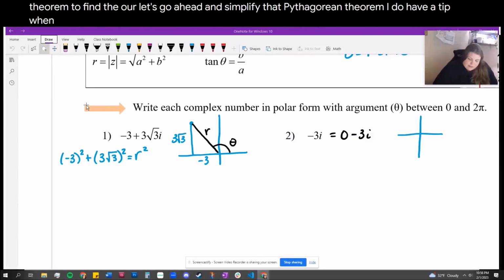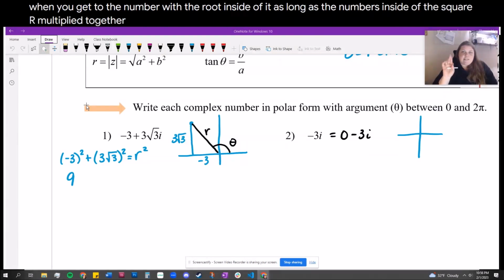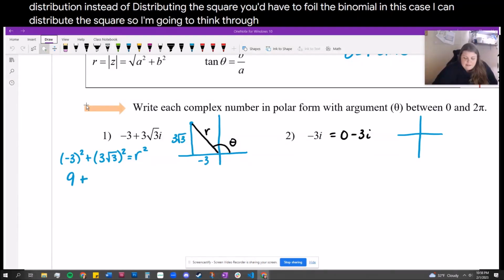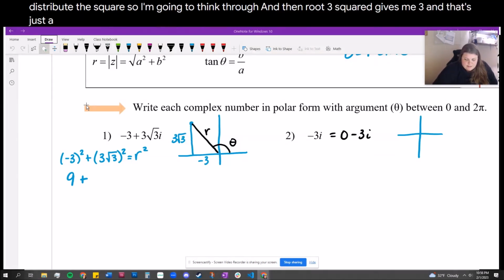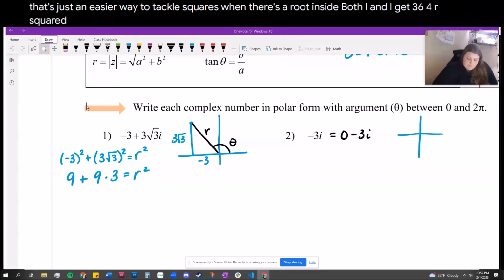I do have a tip. When you get to the number with the root inside of it, as long as the numbers inside of the square are multiplied together, that makes them a single term, so you can distribute the square. So I'm going to think 3 squared, 9, and then √3 squared gives me 3. And that's just an easier way to tackle squares when there's a root inside. Continuing to simplify, I get 36 for r squared, which makes r 6.